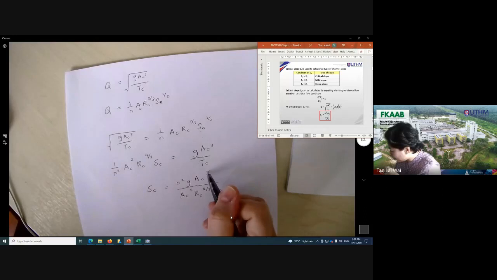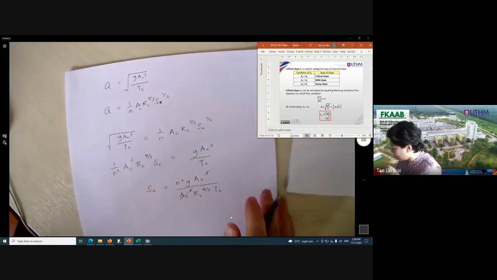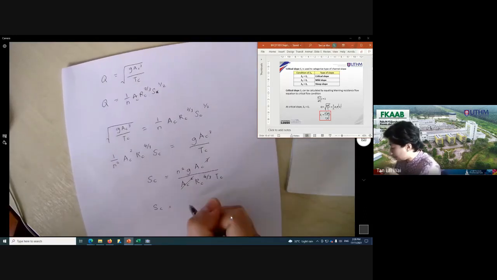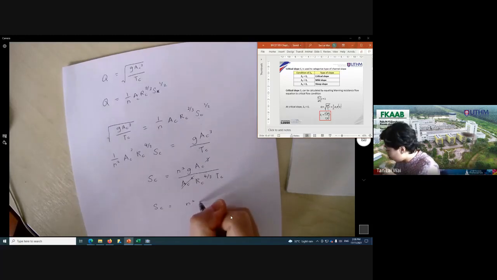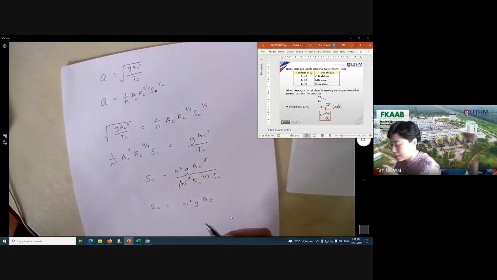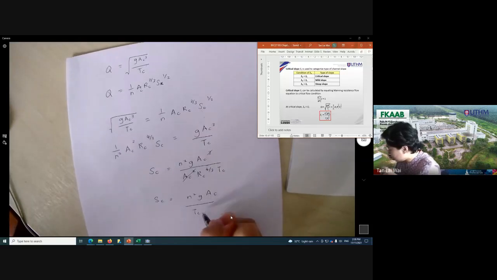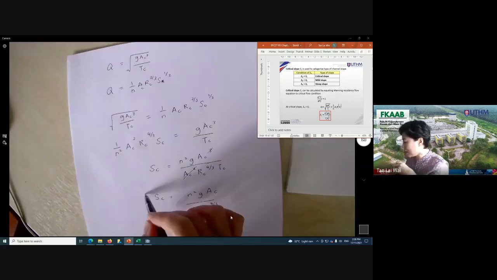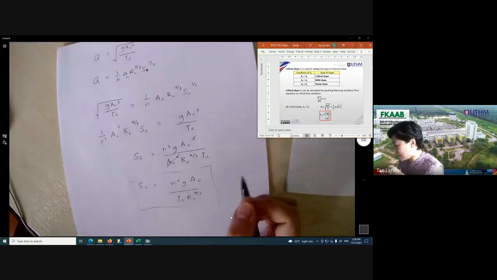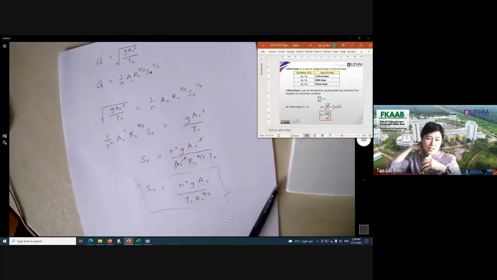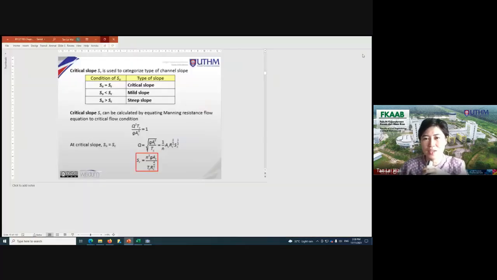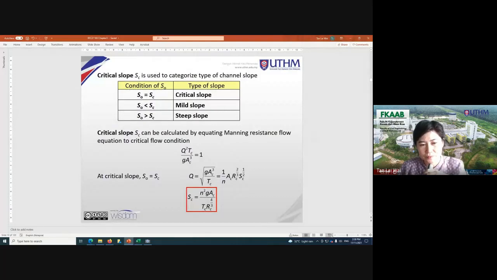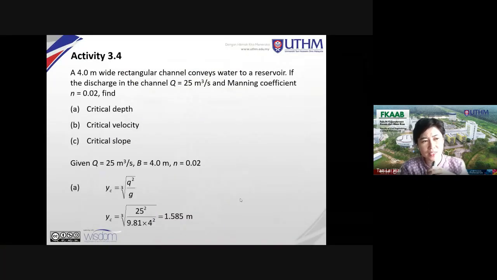Now I could cancel this. So I have N squared G A C over TC RC 4 over 3, which is the same formula I'm using. This is the formula that you are going to use to find the critical slope. Let's go back. So you have this formula ready.